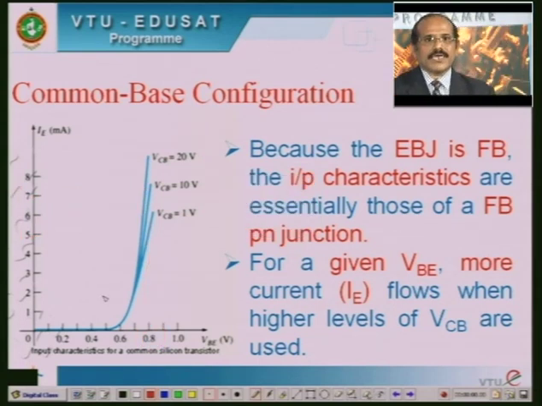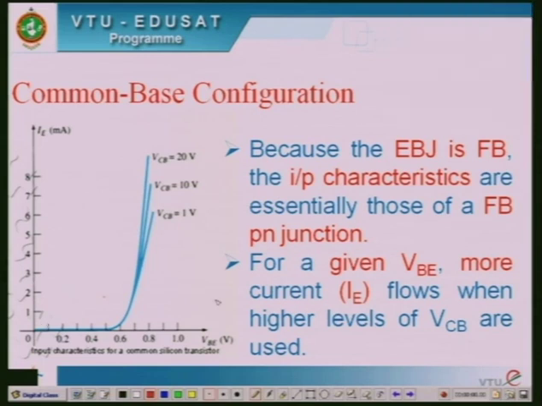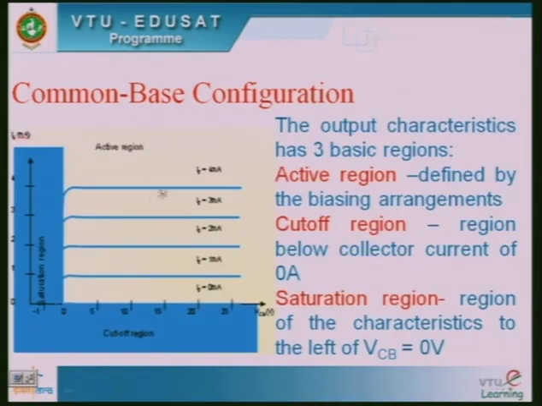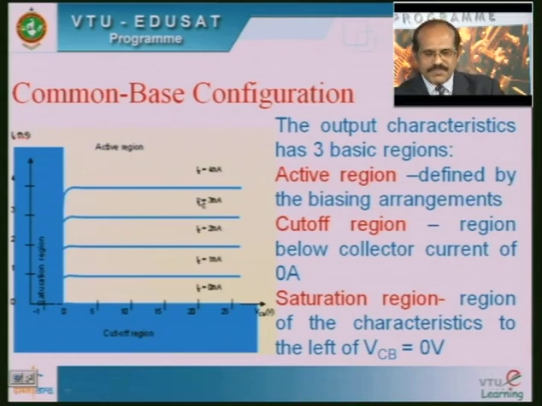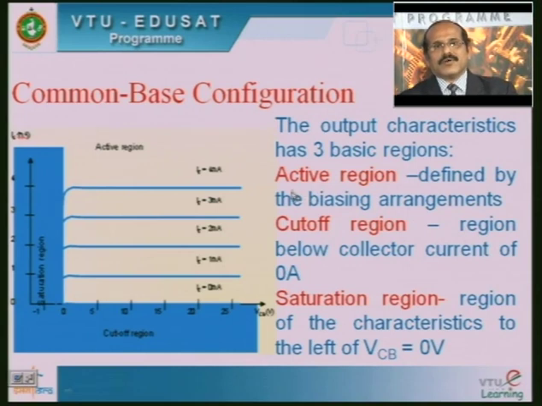So now let us see, one by one, the output characteristics of the common base configuration. Once again, as you can note down here, it consists of three regions. One is the active region, defined by the biasing: in order to have the BJT in the active region, we need the emitter base junction forward biased and the collector base junction reverse biased. Then the transistor is said to be in the active region.